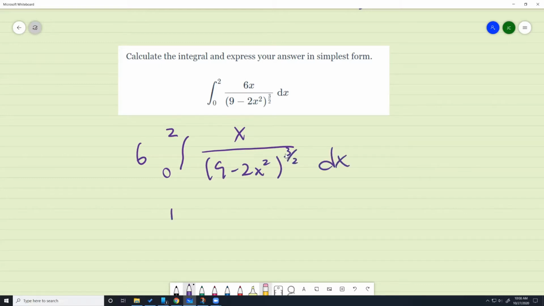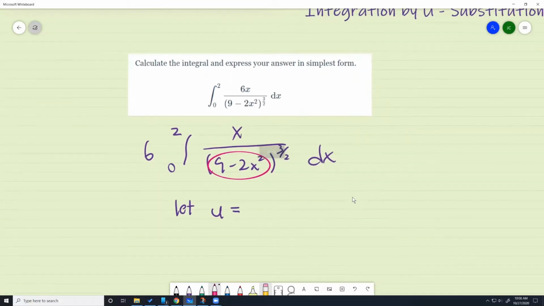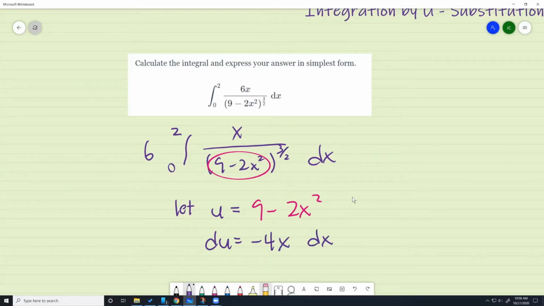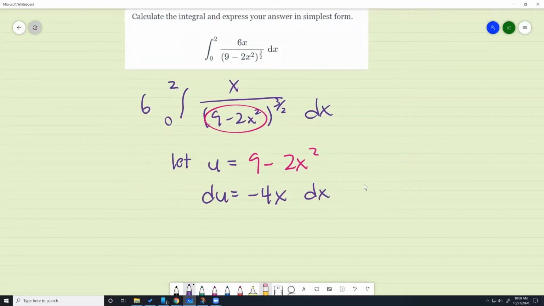Okay, we're going to let u be the most complicated part of the equation, which is going to be this part right here. Usually it is going to be the function inside another function. Okay, so the inside function. So when you do that, you take the derivative on both sides, end up with this.